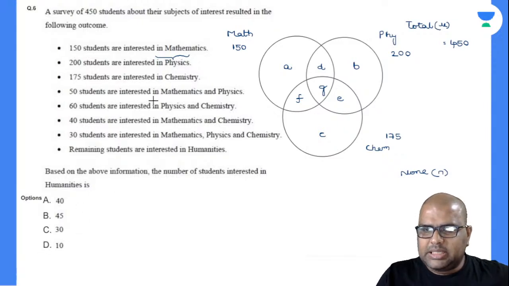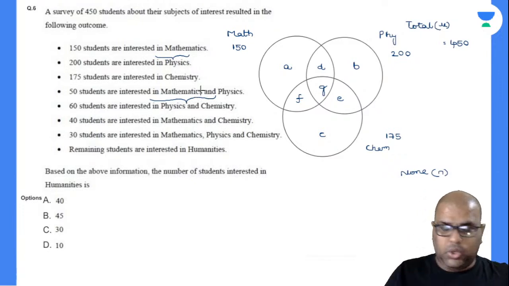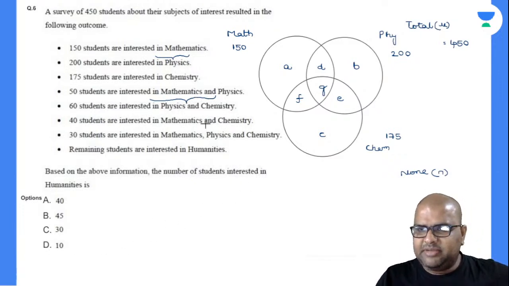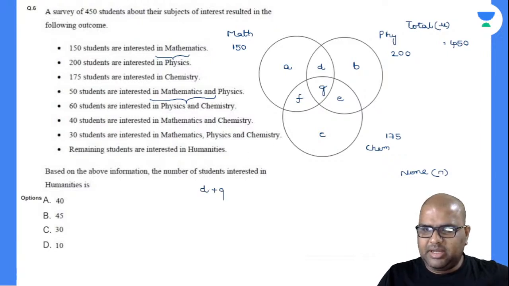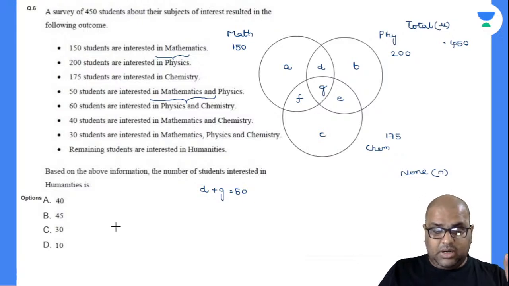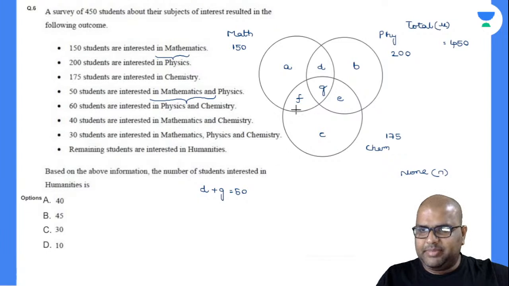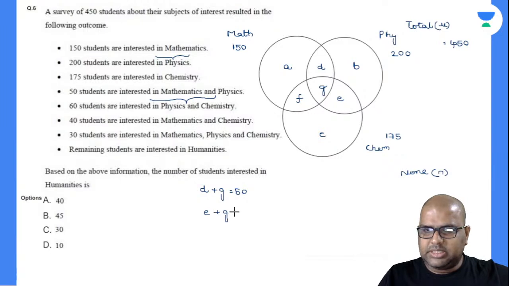50 students are interested in mathematics and physics. Is it given only? No, there is no such term called only. So mathematics and physics means the intersecting point of math and physics is D plus G here. D plus G is nothing but given as 50. Come to next one. 60 students are interested in physics and chemistry. Again, it is not given only complete physics and chemistry. Physics and chemistry intersecting circle is E plus G. E plus G is nothing but equal to 60.